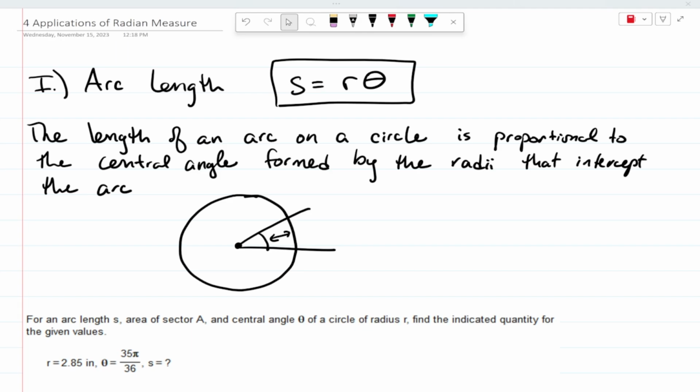And the thing that I want us to remember is the length of an arc on a circle is proportional to the central angle formed by the radii that intercept that arc. In other words, if I have a circle with a radius, so I'm going to highlight this in red now, and here's the angle right here that's formed. This angle is proportional to that arc length right there.